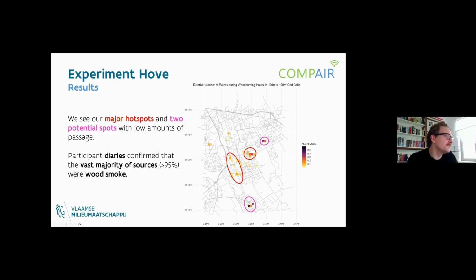If we look at participant diaries, they essentially confirm that the vast majority of these sources, so over 95%, were wood smoke. There were a few one-off events. Someone passed by with a cigarette that accidentally got picked up. Someone walked by a cemetery and picked up some incense being burned. But the vast majority of sources were wood smoke. So that essentially confirms our suspicion that in a residential area like this it should be the dominant factor.